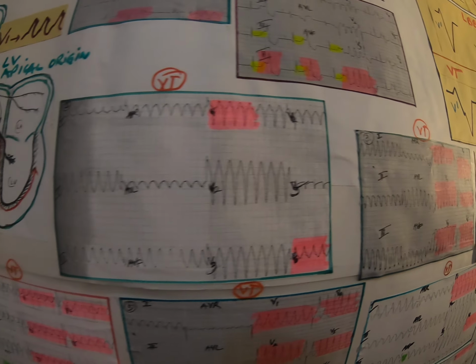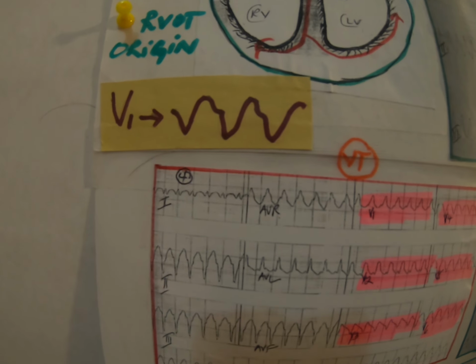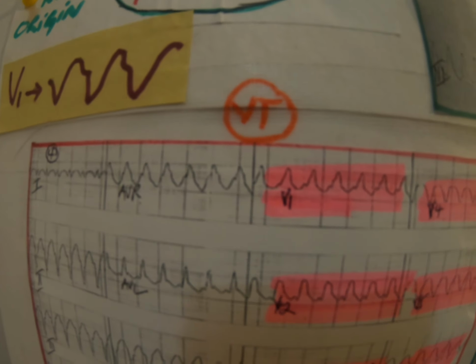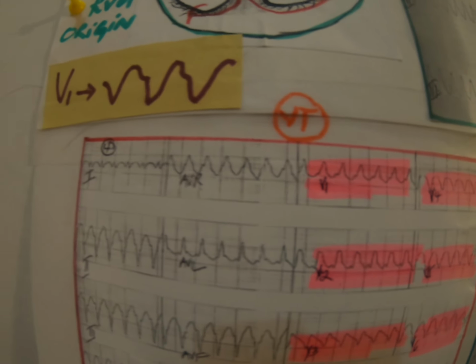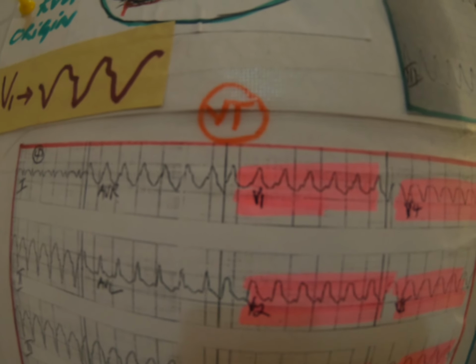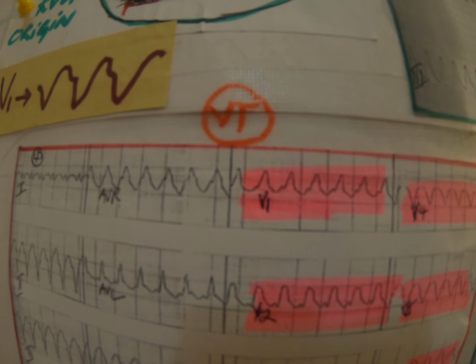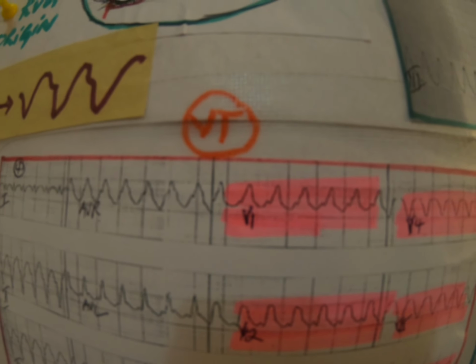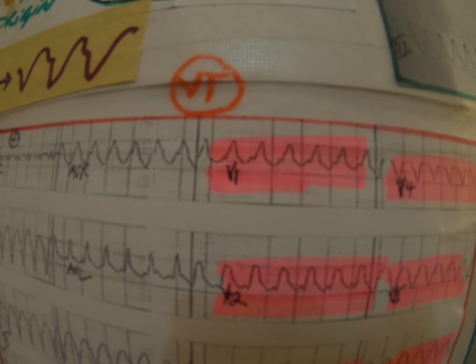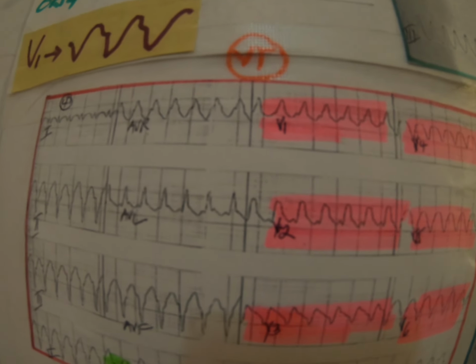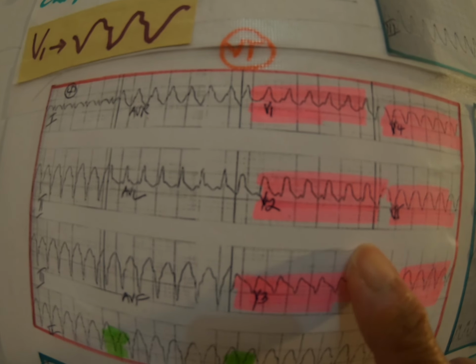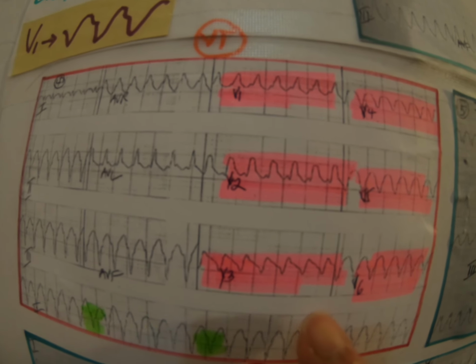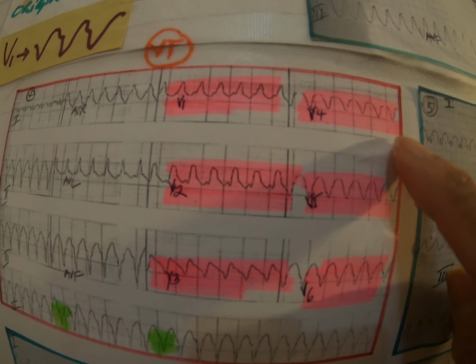Okay. Next example, we have this VTAC here. So we have a right bundle branch pattern here. It's upward, so we have a positive deflection. It's wide. The rate is fast. So we think, oh, it's VTAC. So let's take a look.